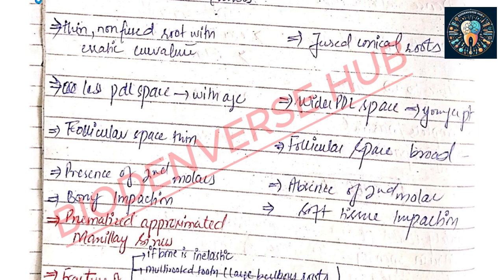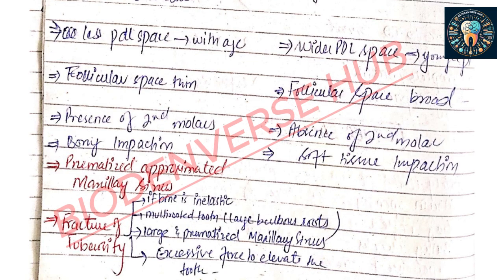After that, if there is bony impaction, that will be difficult to remove, and if there is a soft tissue impaction, then it will be relatively easier to remove that impacted tooth.